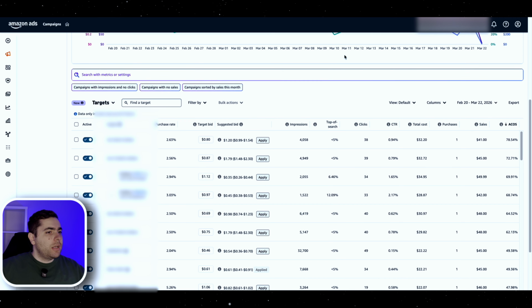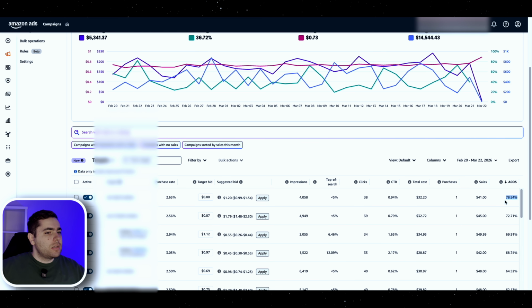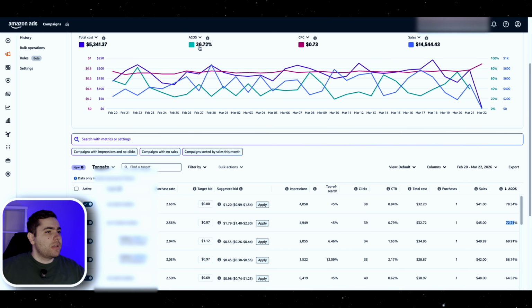Okay, so for the last 30 days, the highest ACOS target is 78%. So basically we can consider to stop these targets, but at the same time I don't see something radically bad, right? Because the average ACOS is 37% and the highest targets ACOS is 78%, where the spend is only $32. So overall this account is in that way optimized pretty okay.